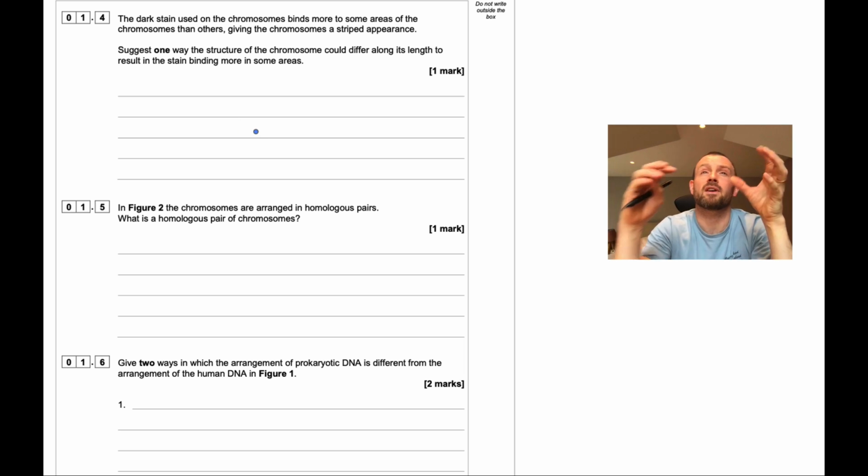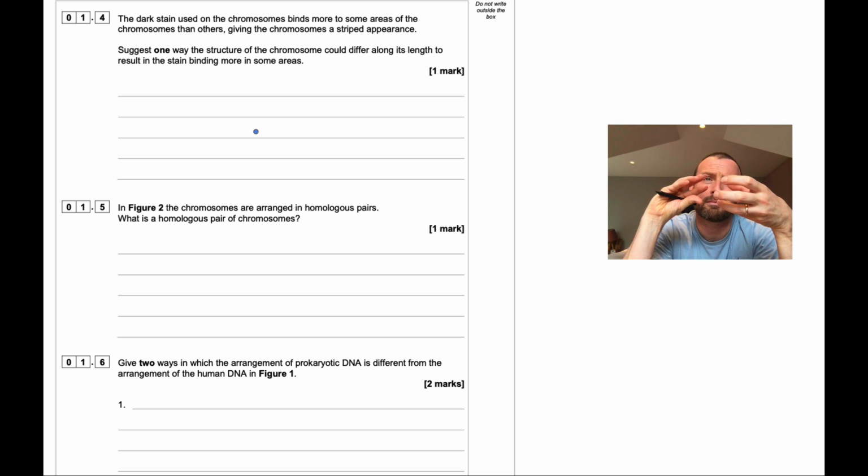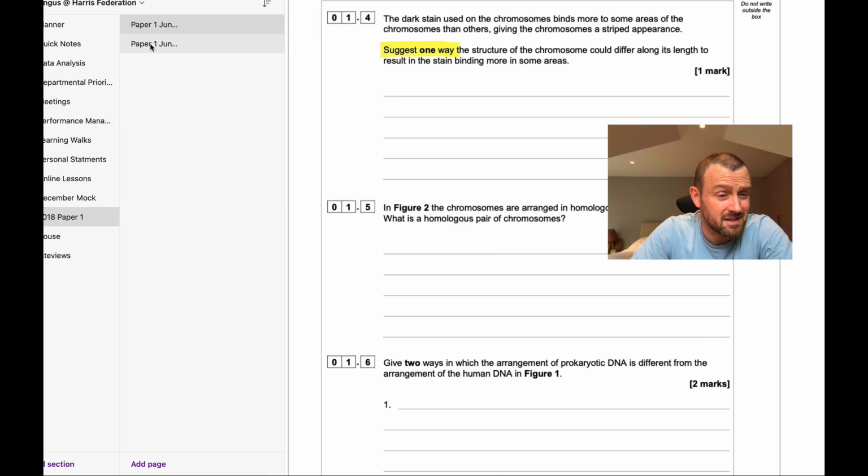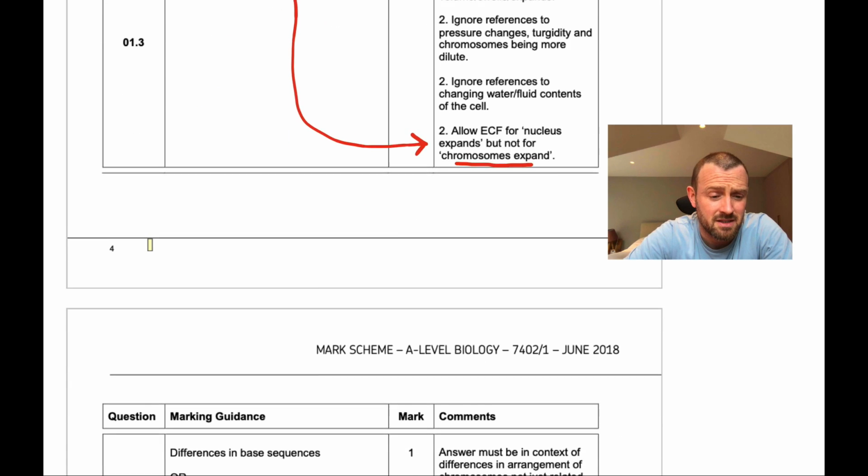Okay, so first of all, we might have in some areas of the chromosome, the chromatin might be more densely packed than others. And in some places it might be slightly more loosely packed. Now this question is one of these list principle questions. So it says suggest one way. My other guess, but I have to pick one, would be that you've got some things like repeating sequences that bind the stain more tightly. So like trinucleotide repeats, for example. But I think I'm probably going to go with my first answer, which is about chromatin being more or less tightly packed. So let's see if I get this right. Sometimes you've got to have a bit of a guess.